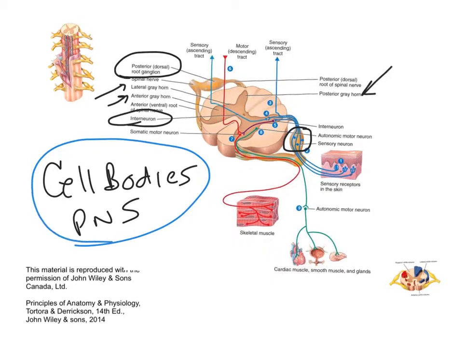into the spinal cord. Note that for the efferent signals, the cell bodies are within the gray matter, and they are not in the actual root. So there is no anterior root ganglion, there is only a posterior root ganglion, because the sensory neuron cell bodies are found exterior to the spinal cord.